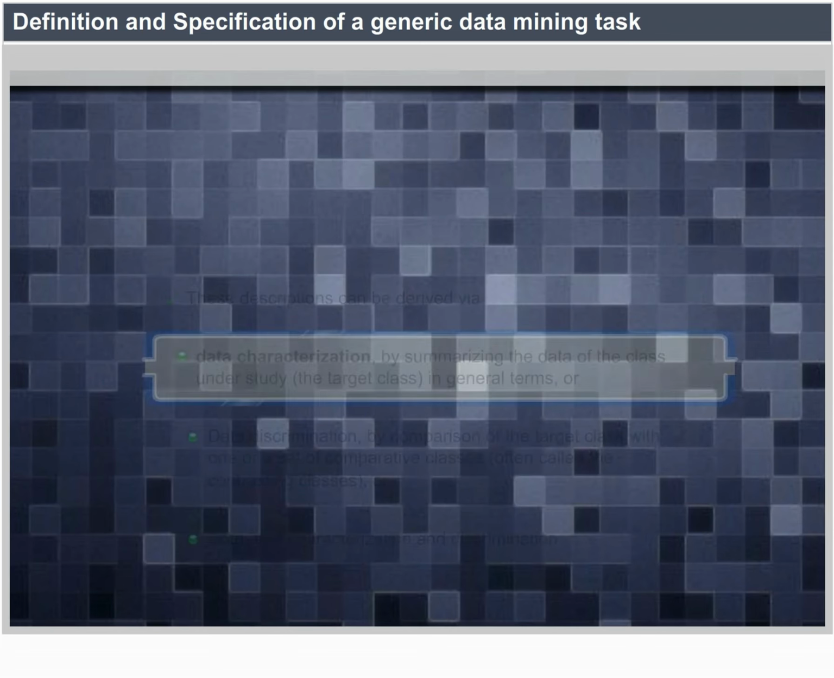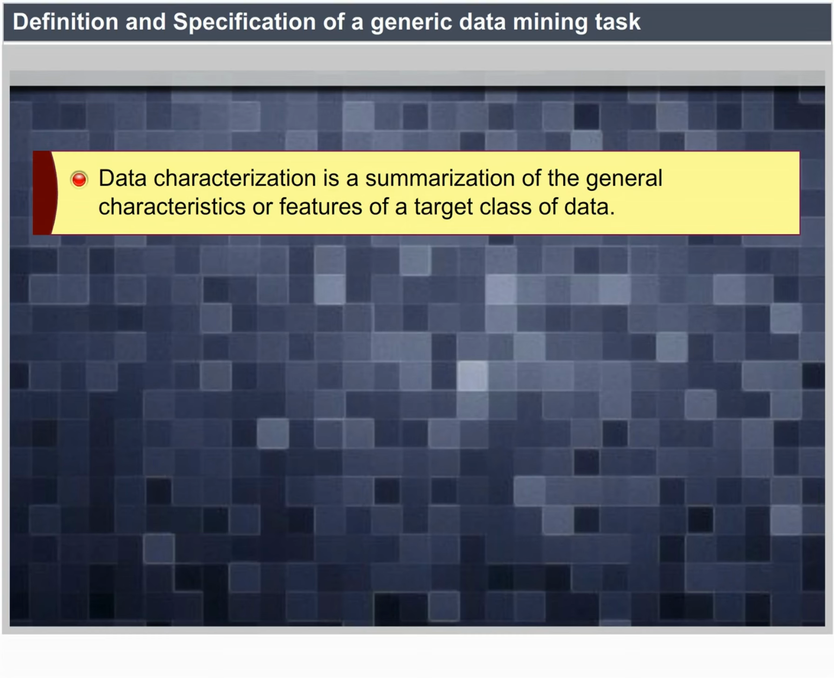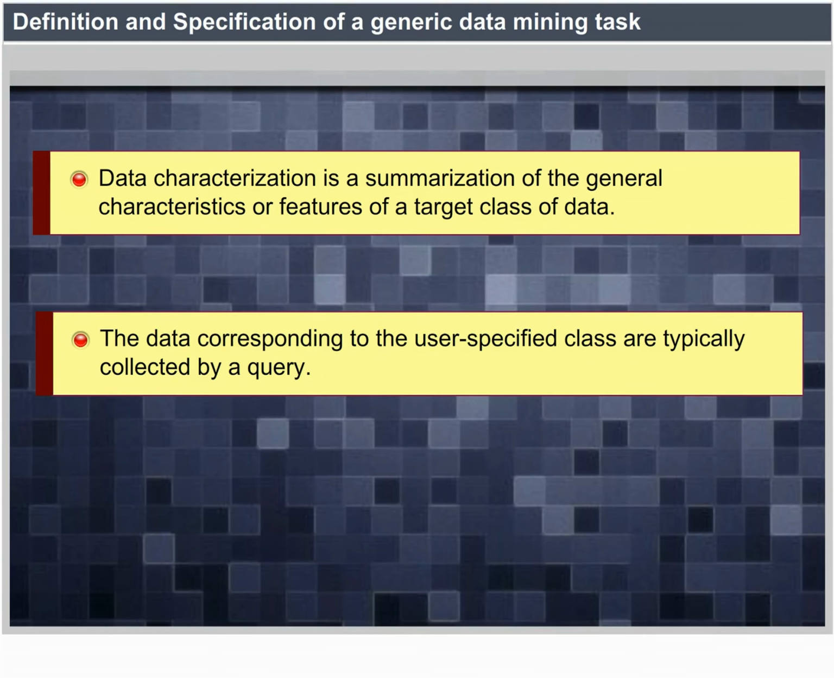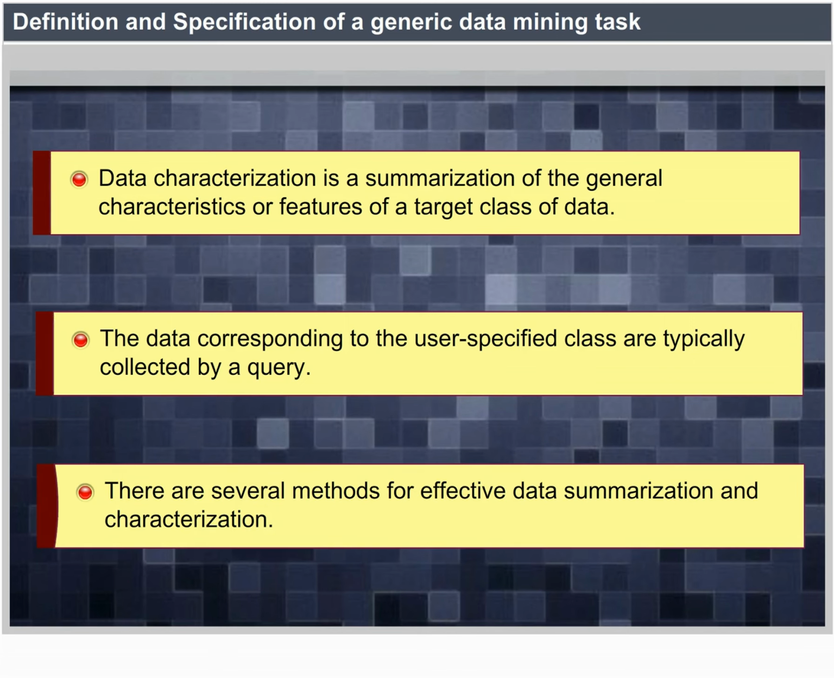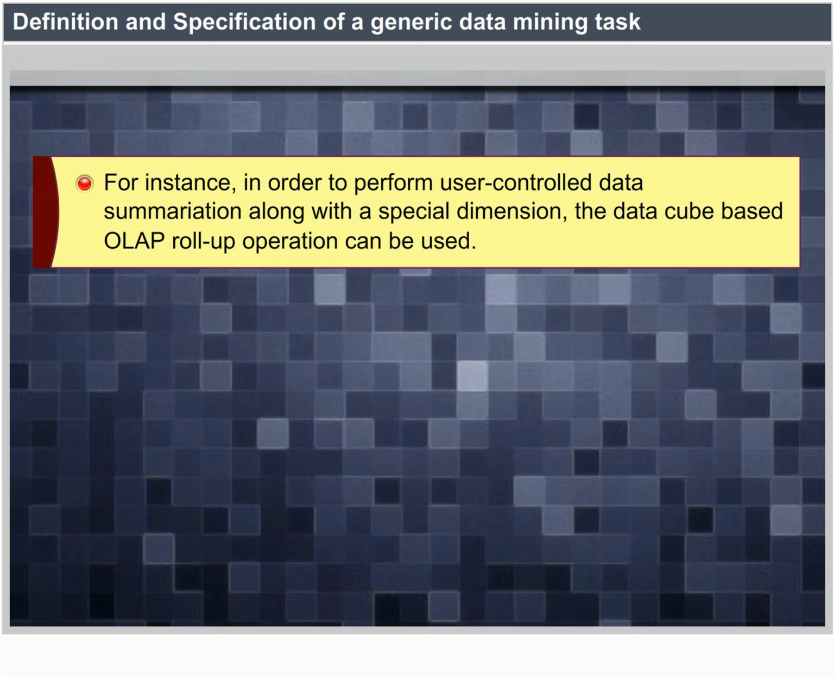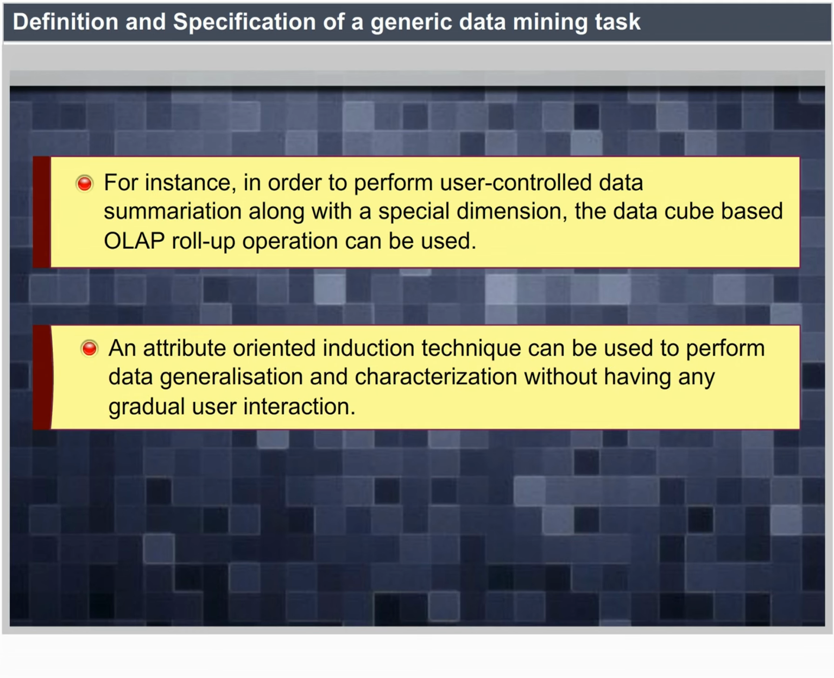Data characterization is a summarization of the general characteristics or features of a target class of data. The data corresponding to the user-specified class are typically collected by a query. There are several methods for effective data summarization and characterization. For instance, the data cube-based OLAP roll-up operation can be used to perform user-controlled data summarization along a specified dimension. An attribute-oriented induction technique can be used to perform data generalization and characterization without step-by-step user interaction.